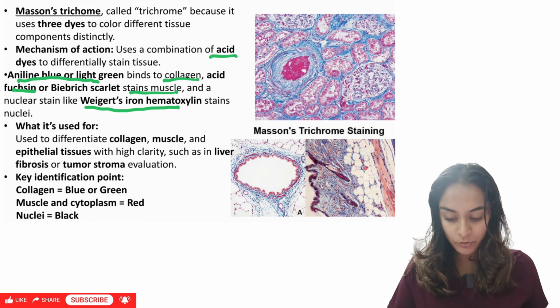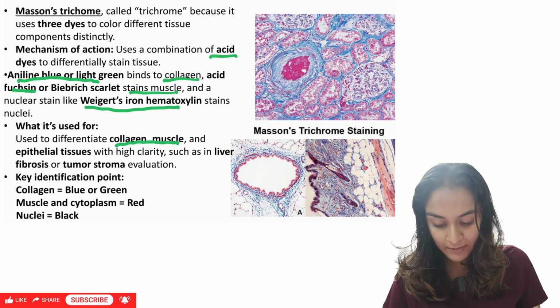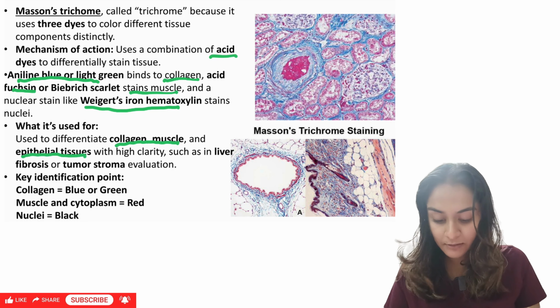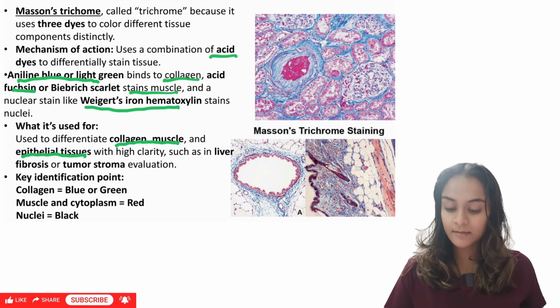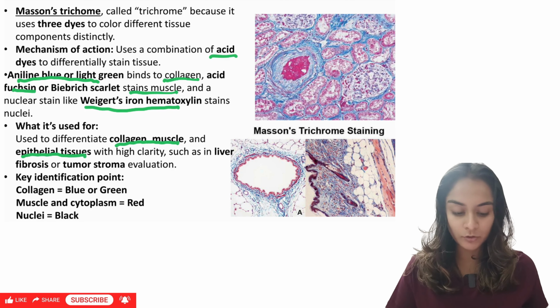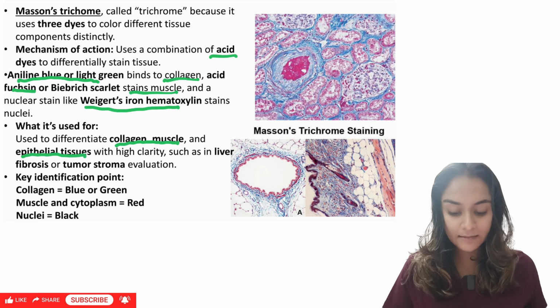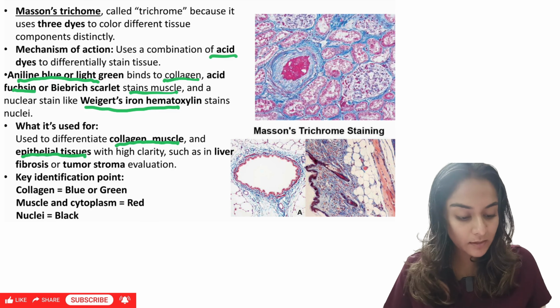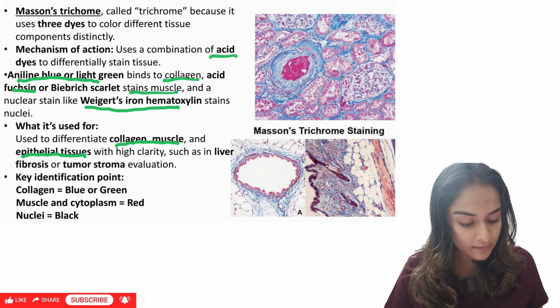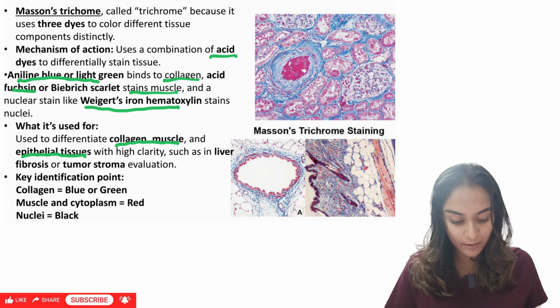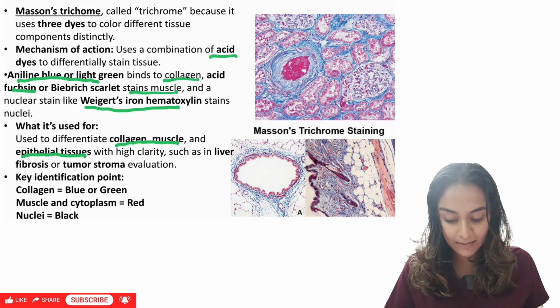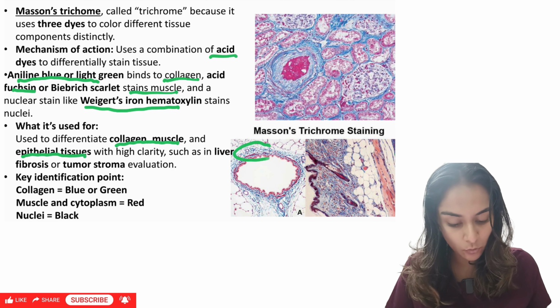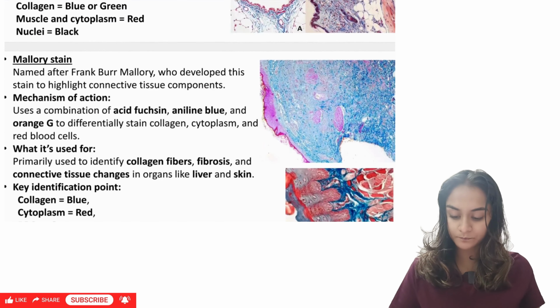What is it used for? It is used to differentiate collagen, muscle and epithelial tissues with high clarity, such as in liver fibrosis or tumor stroma evaluation. Key identification feature is your collagen is blue or green in color, muscle and cytoplasm stain red and your nuclei are black in color. As we can see in this image, this is your muscle and the cytoplasm that is stained red. Nucleus is stained black and collagen fibers are stained blue or green as we can see over here.